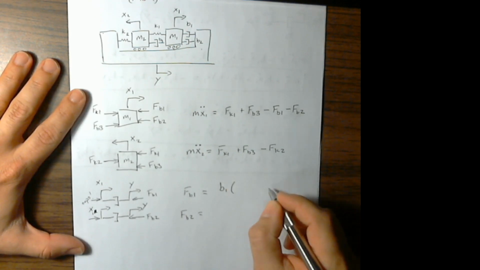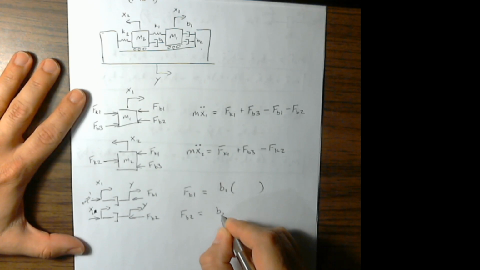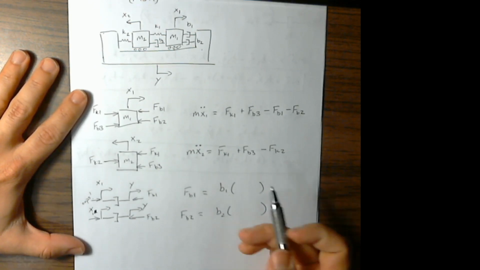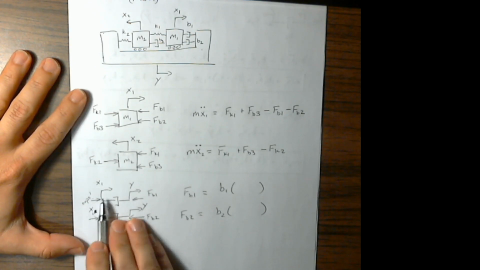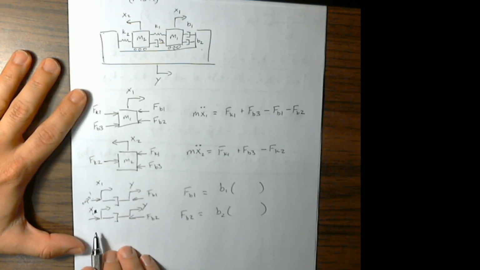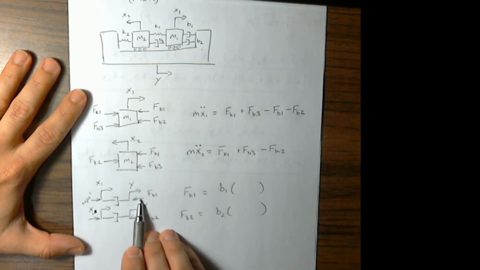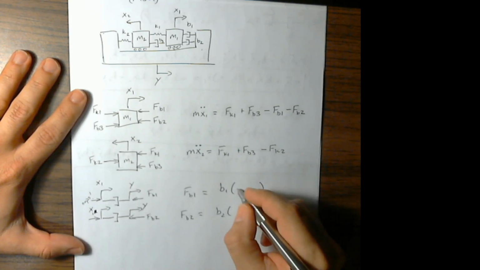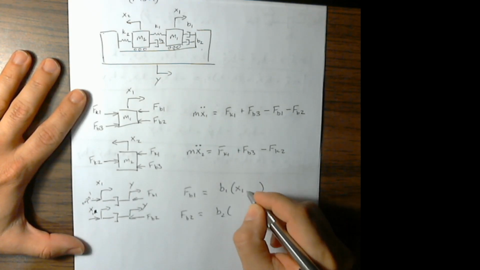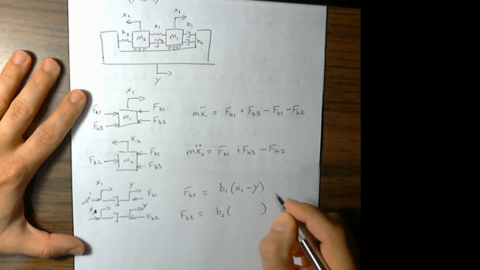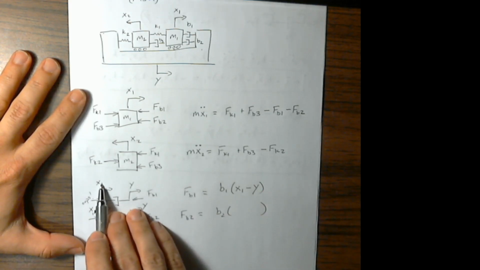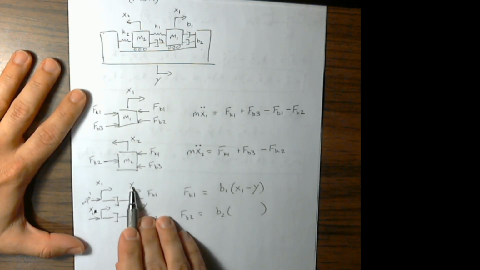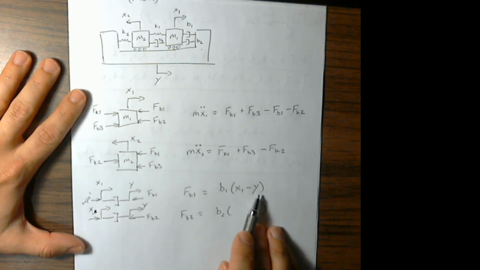Well, clearly it's going to be B1 times something and B2 times something. So the question is which one is positive, right? So B1 and X1 are pointing in the same direction. B1 and Y are in opposite directions. So we can say it's going to be this minus Y. So X1 is positive because force B1 agrees with X1. Force B1 opposes Y. So yeah, there we go.